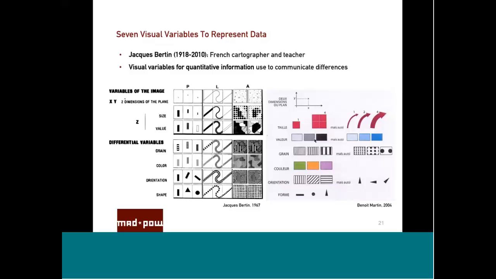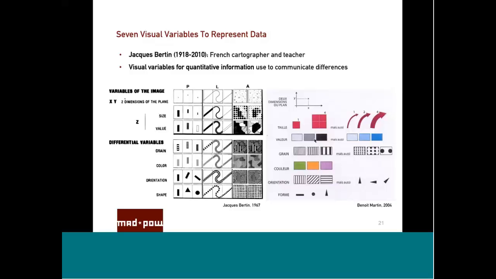The differential variables for the image, he includes grain, something that isn't used that much anymore, for shading a pattern inside of a shape. Color, now here we're talking about the actual hue that's being used, not the intensity of it. Orientation, which essentially means the position of something. So in terms of lines, they can be vertical, horizontal, or diagonal. If we've got some kind of a shape that has sides, it can be rotated one way or another. And then, of course, we have shape.